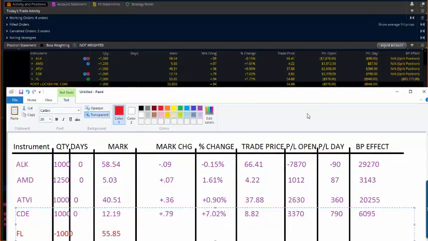The mark change is positive 0.94. That's great, right? Nope, it's not, because we want it to go down. We didn't want it to go up. Percent change was positive 1.71%. Trade price 54.88. PL open, we're down 970 because it's higher than where we sold it short. PL day, it was down 940 because it went up today. We didn't want it to go up. BP effect on this one is 83K. It's because they put in the credit as well. It can confuse you if you've never traded before.